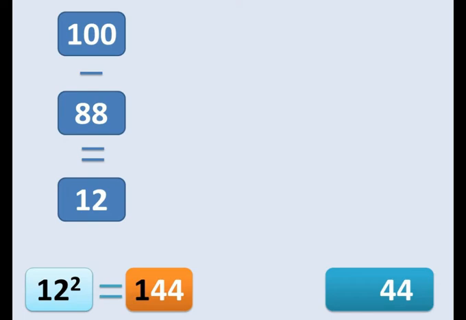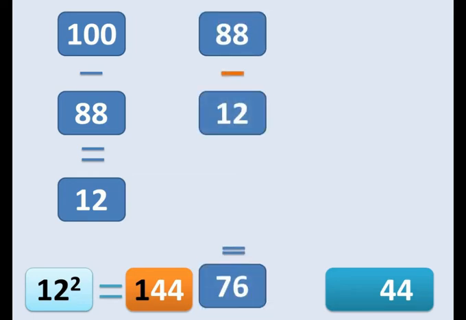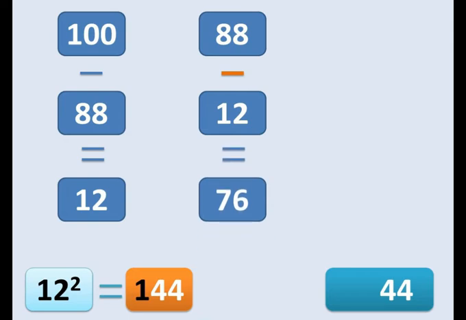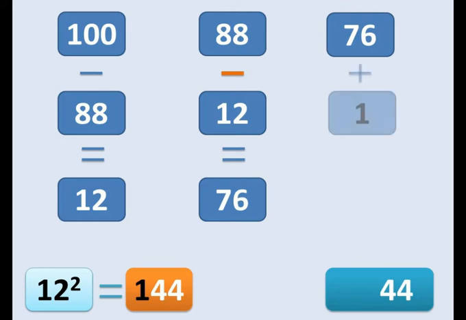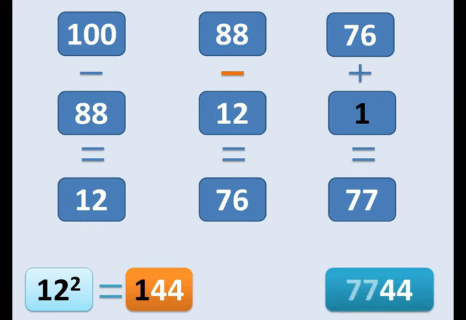But we should not ignore this one, but we have to carry it over. Moving forward to the second part, we have to subtract the difference from 88 to get 76. Now in this case, part 2 will get extended. We will add our carry over to this 76 to get 77, which is the later part of our answer. So the square of 88 is 7744.